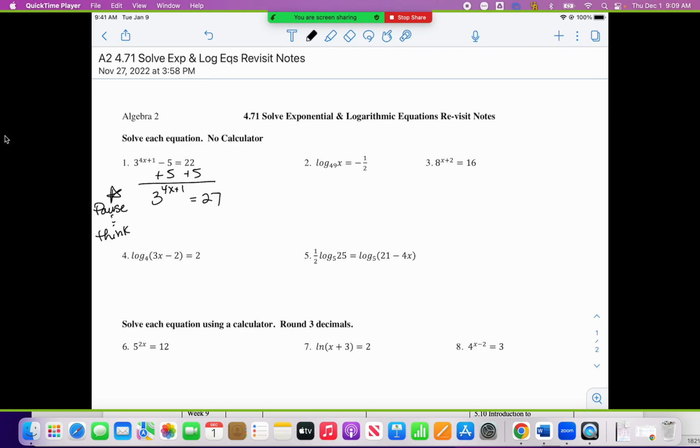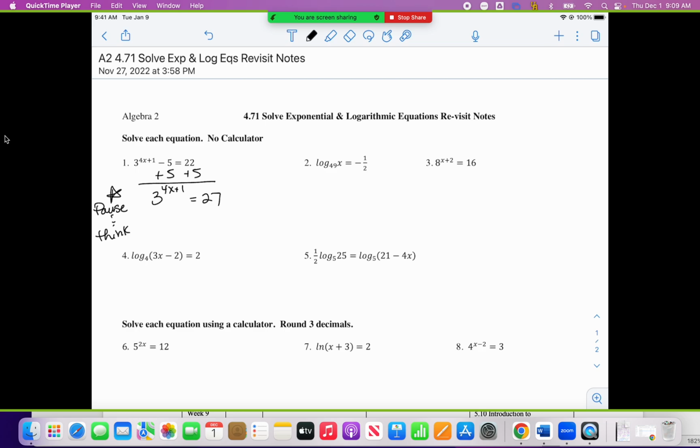Once you get the exponential alone, you need to pause and think. You have two possibilities. Either I can get a common base, and if I can get a common base, then I'm going to go from there. If I can't get a common base, then I'm going to go from exponential to logarithmic form. Okay? So, what do you think? Can I build a common base on both sides?